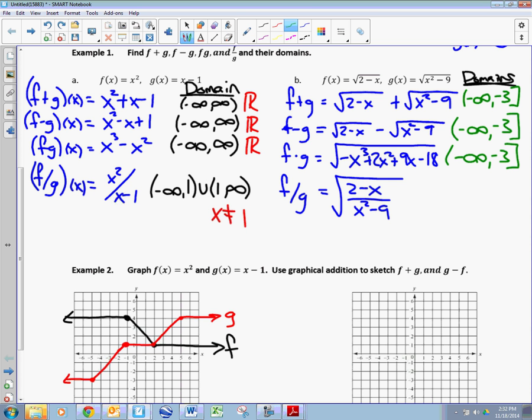Except for the last one. Can't divide by 0. What gives you 0 in the denominator? 3 and negative 3. Is 3 included in this domain? No. Is negative 3 included in this domain? So I have to exclude negative 3. So I can simply do negative infinity to negative 3 parentheses. And then I'm good to go.